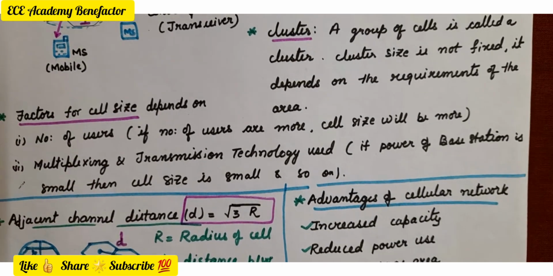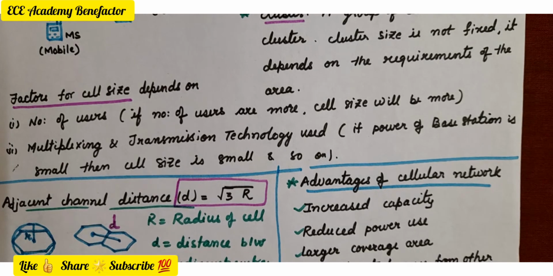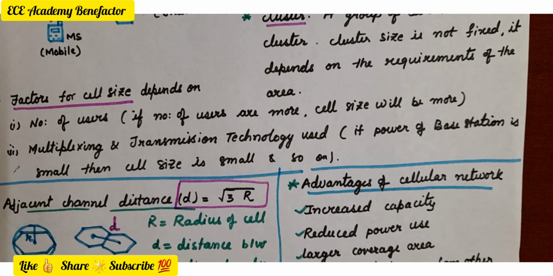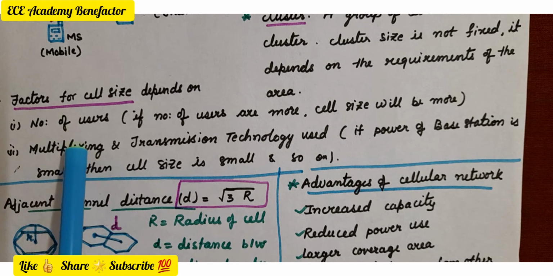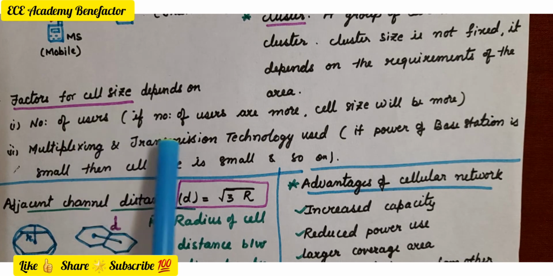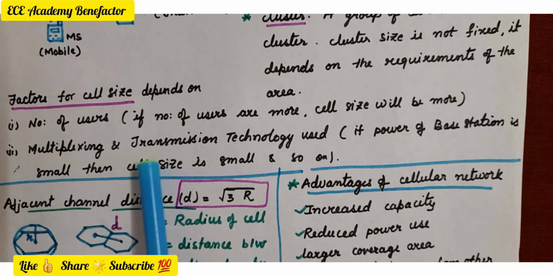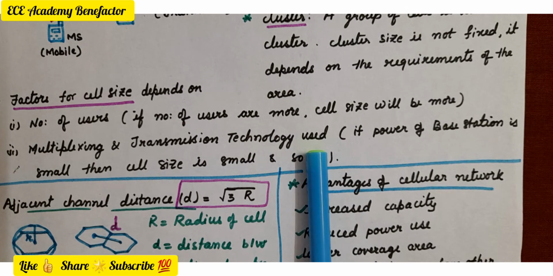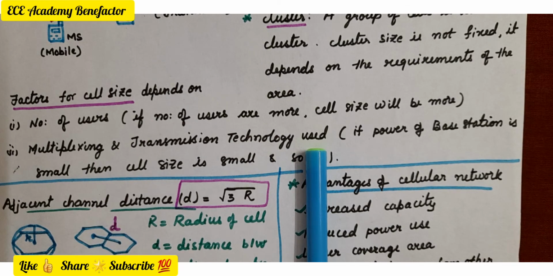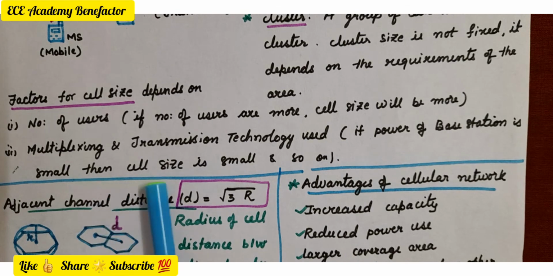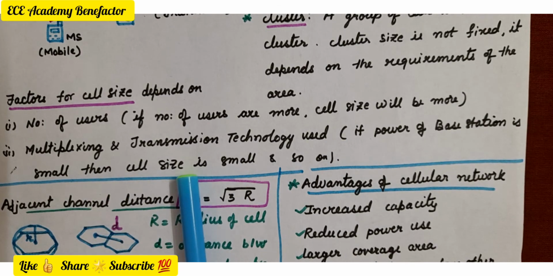What are the factors for cell size? The cell size depends on, first, the number of users. If the number of users is more, the cell size will be more. The second point is the multiplexing and transmission technology used, that is, the transmission power also. If the power of the base station or the tower of the base station is small, then a small cell size is used.